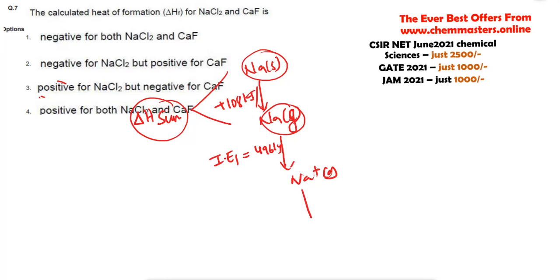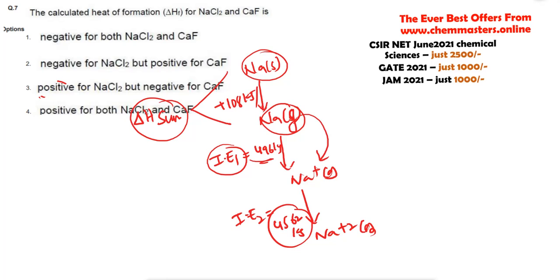Okay, now from Na+ to Na2+ gas. Here the second ionization energy is calculated as 4562 kilojoules. I already told you that the first ionization energy, from sodium to Na+, is very low when compared with the second ionization energy, that is, to form Na2+. Okay, now just come to the point of chlorine.